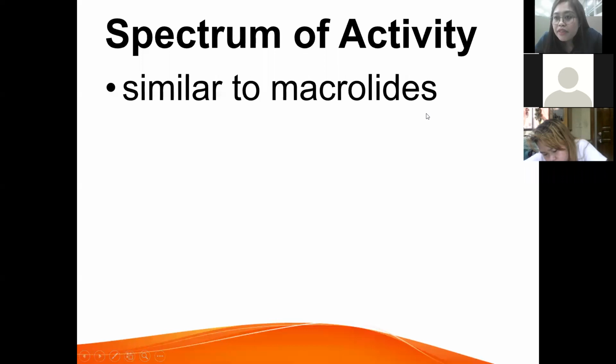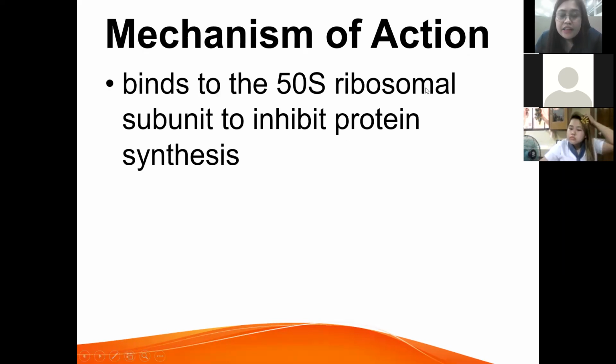Now, how about the spectrum of activity? The spectrum of activity is similar to that of the macrolides. So whatever bacteria whose growth can be inhibited by macrolides, the same goes for our lincomycins. So they are effective mostly against, they can be gram-positive, they can also be gram-negative. Basically similar to macrolides. Now, the mechanism of action is still the same as macrolides. Remember, cell 50, E for erythromycin, that's the representative of all macrolides, and L for lincomycin.